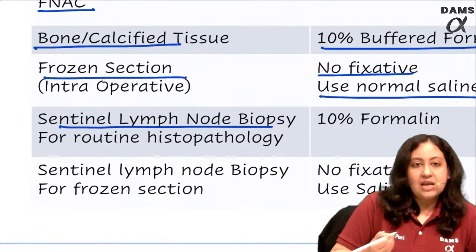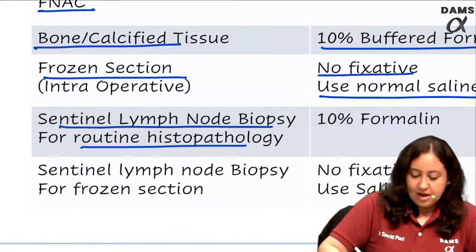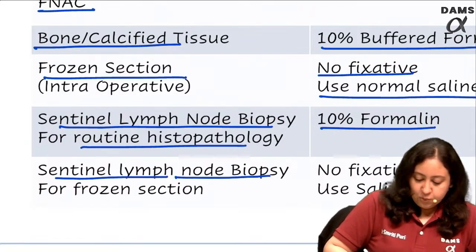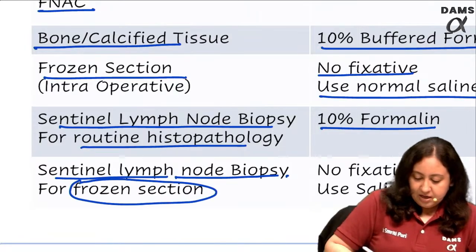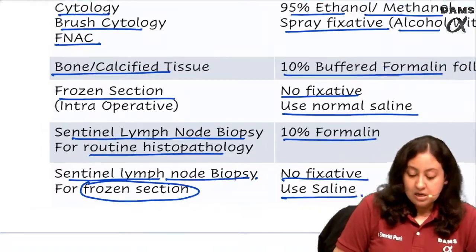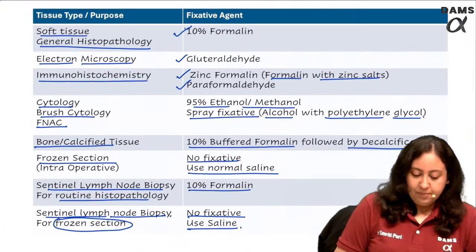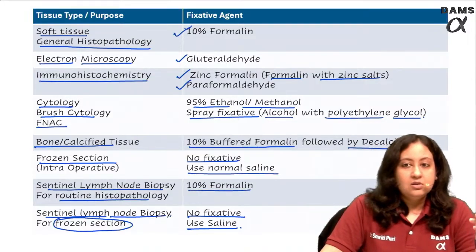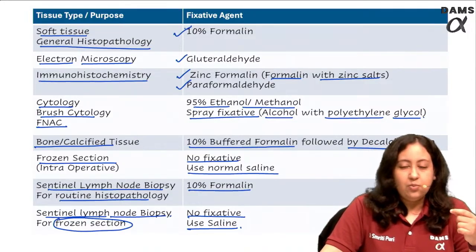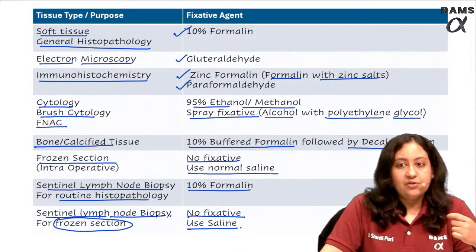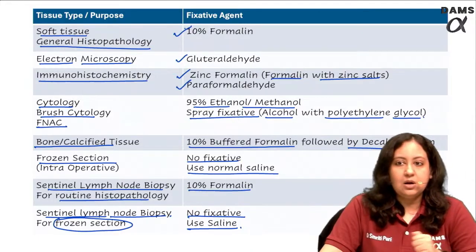If it is being sent for routine histopathology, then 10% formalin. If you are getting a frozen section done for sentinel lymph node biopsy, then again no fixative, use saline. All right. Some important points that you need to remember. So if your question asks soft tissue, or if it asks regarding bony tissue, if it asks regarding frozen sections, please answer accordingly.